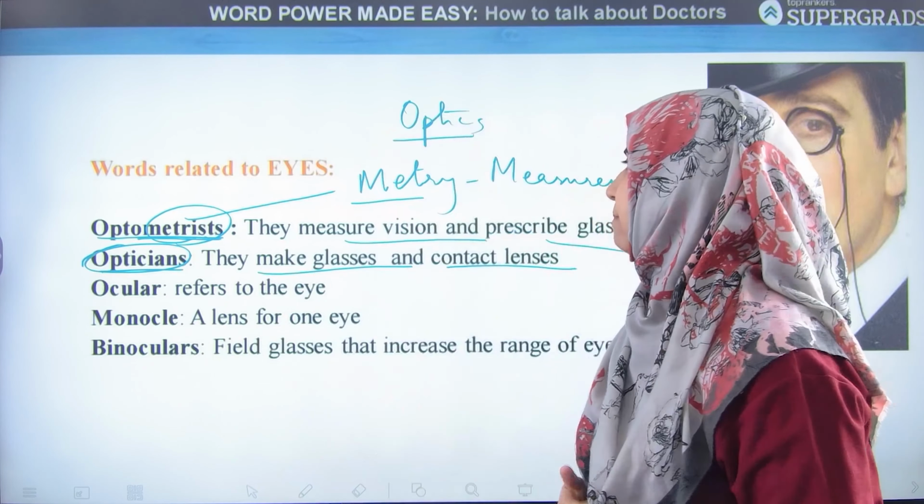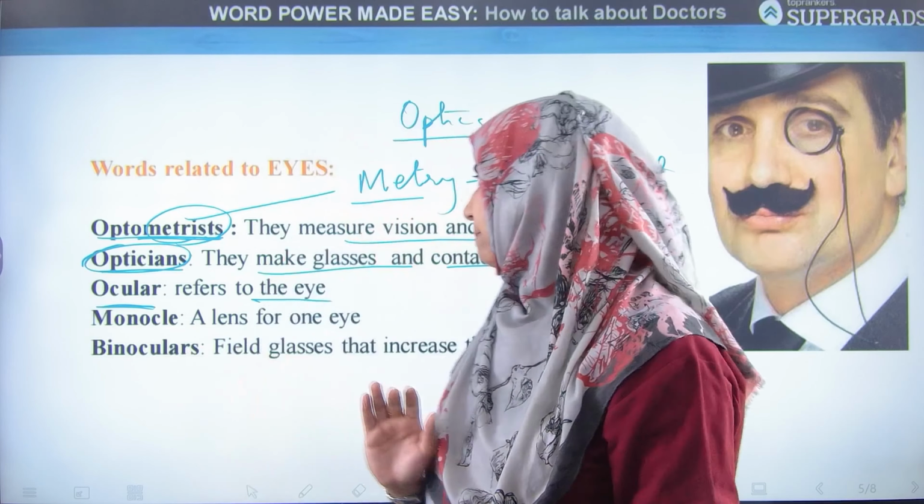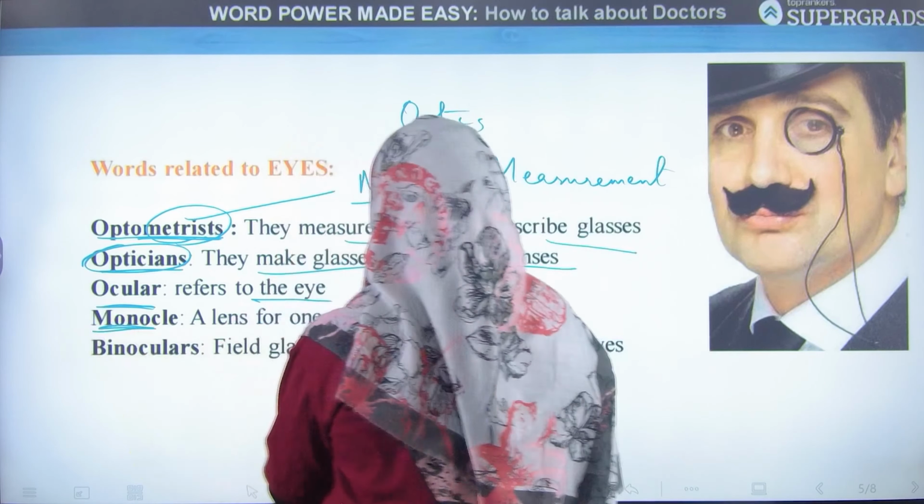All right. Ocular is anything related to the eye. Ocular movement, ocular health. Fine. So I hope this much is clear. Ocular means referring to the eye. Monocle: mono, what is mono? Mono means single, one. It's a lens for one eye. And I thought it would be difficult for you to understand it, hence I've put up this image. Look at this. This is a monocle.